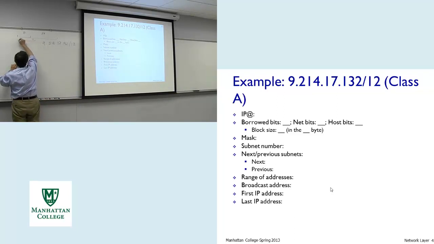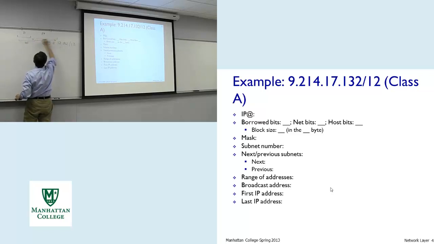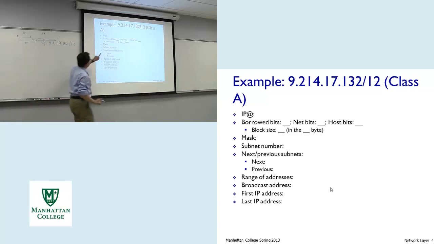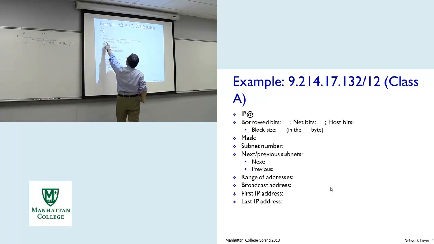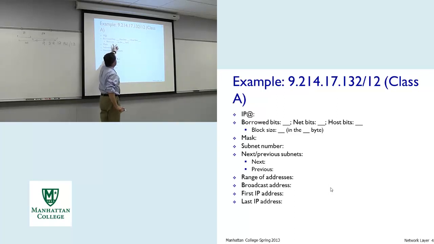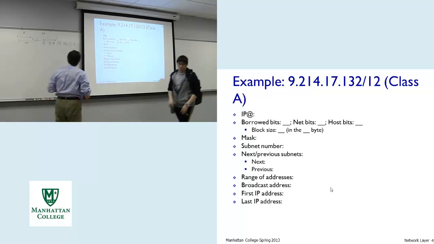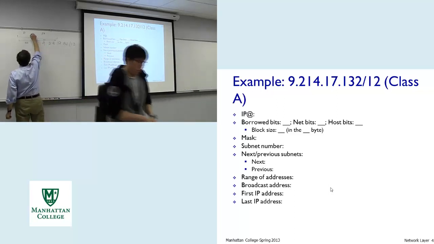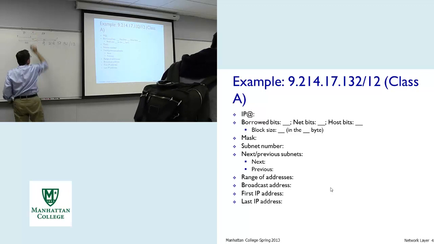So that is our network, that's our network from subnet, and that is our host, right? So we have borrowed 4 bits, and network bits are 12, and 20 are host bits. That's the answer. So what's the block size? We have 4 bits here, okay?